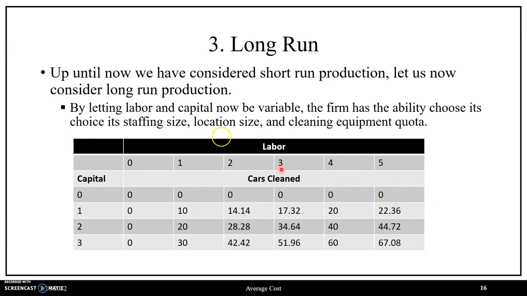In terms of the production function that we were initially working with, we were assuming 1 unit of capital, in terms of the small location size as well as cleaning equipment quota, and varying amounts of labor from 0 units of cars cleaned up until 22.36 units of cars cleaned. Now the firm has the ability to vary their capital from 2 to 3, and as they vary labor, we see that at particular steps, with more labor, more cars can be cleaned than if fewer units of capital were used. We can see that comparing 2 to 1, and the same thing from 3 units of capital to 2 units of capital, with varying amounts of labor as well.